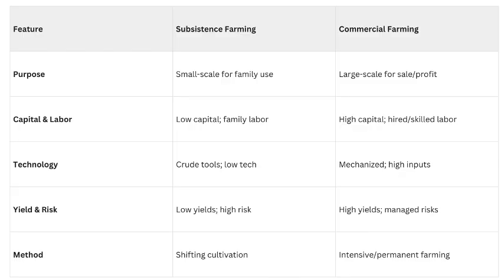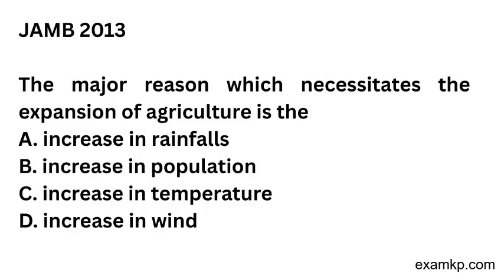Now, let's try a JAMB objective question from 2013. The major reason which necessitates the expansion of agriculture is: your options are increase in rainfalls, increase in population, increase in temperature, or increase in wind. Take a second and think about it. What's the main driver here?